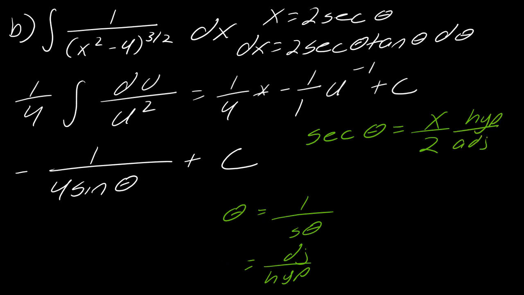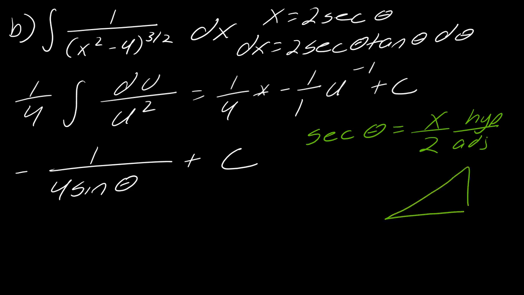So don't be afraid to write that stuff out. I feel like after you do that for a while, you kind of just remember that off the top of your head. Or you don't, and you just have to think about it every single time, whatever gets you through. So this is my hypotenuse, this is my adjacent, and so then this is going to be, let's see, what is this going to be? 4 minus x squared. Okay.